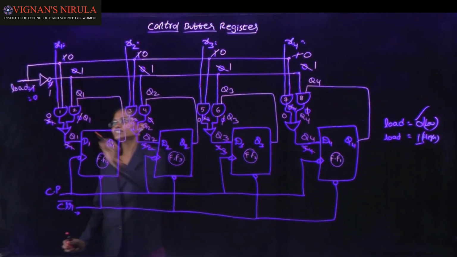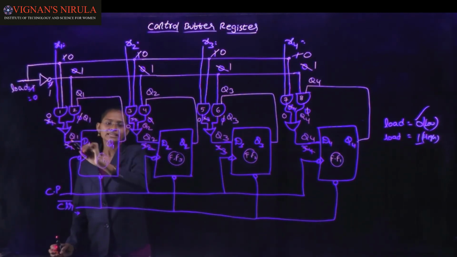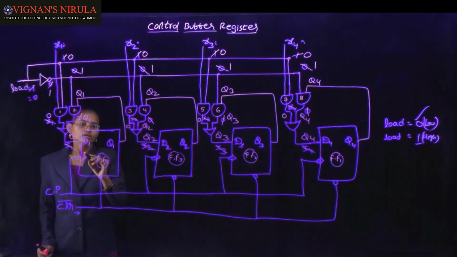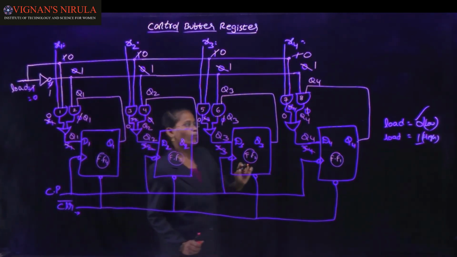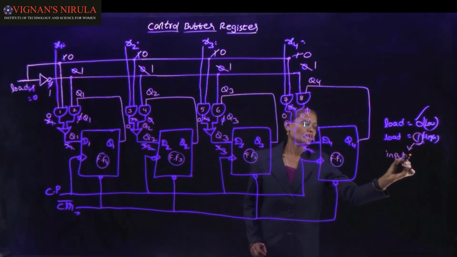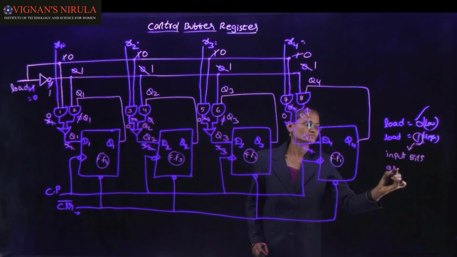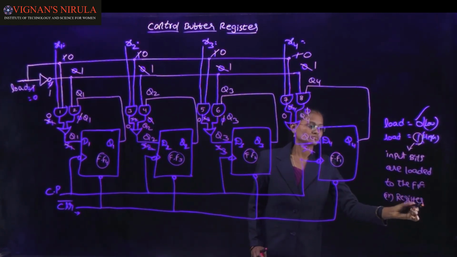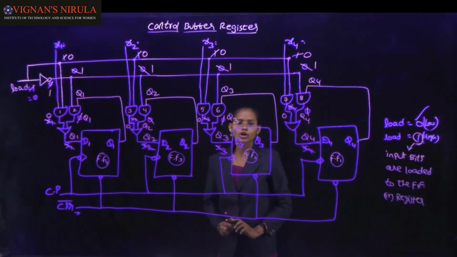Here the condition is load is 0, the input bits are not loaded to the flip-flops. The input bits do not reach the flip-flops or registers. Okay, only when load is high, the input bits are loaded to the flip-flops or registers. Okay, this is the overall about the control buffer register.